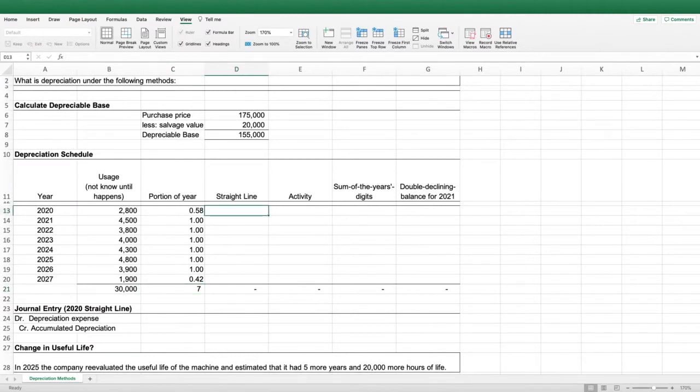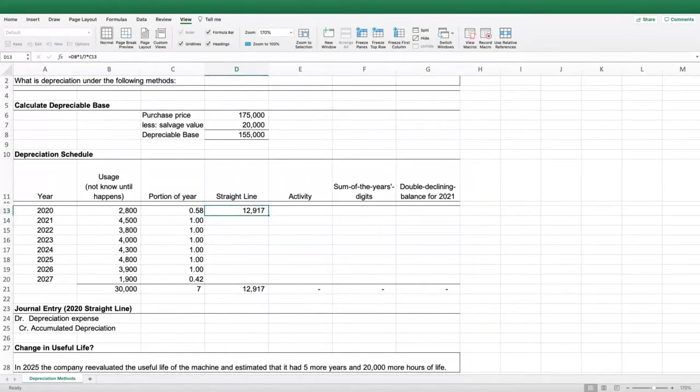Under the straight line method, we have our depreciable base, which is $155,000. We need to multiply that times straight line, which would be 1/7 of the cost, because it is a 7-year useful life. And then for the first year, we're going to multiply that times how much of the first year we had. So depreciation for our first year under straight line would be $12,917.